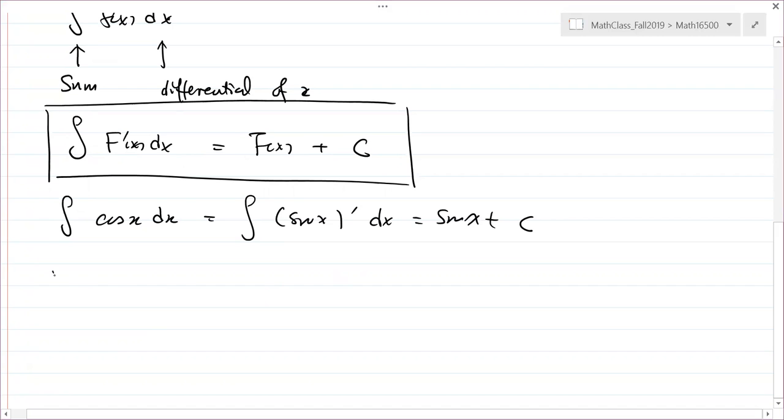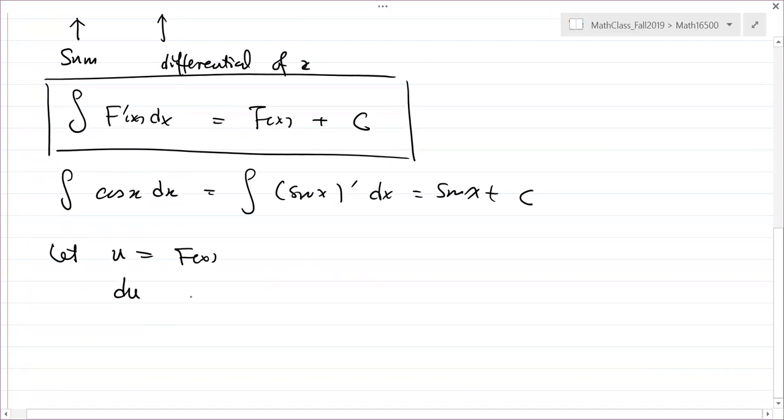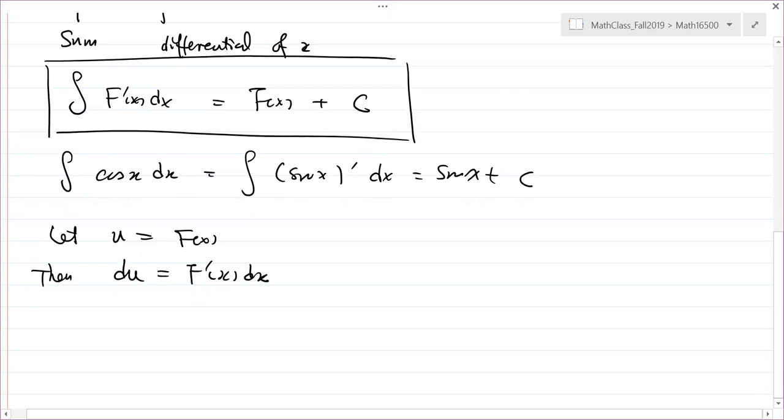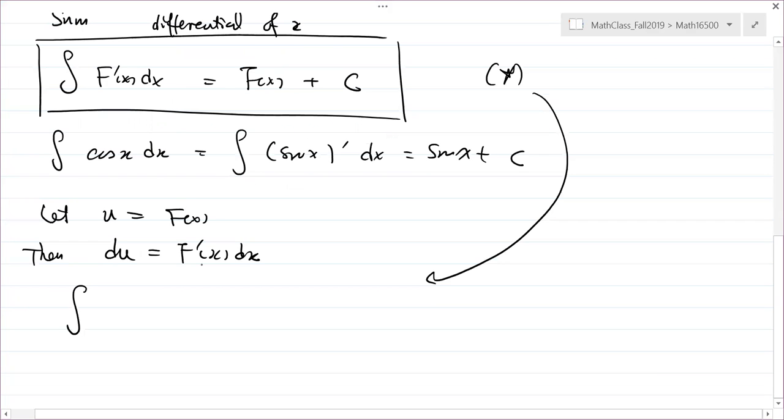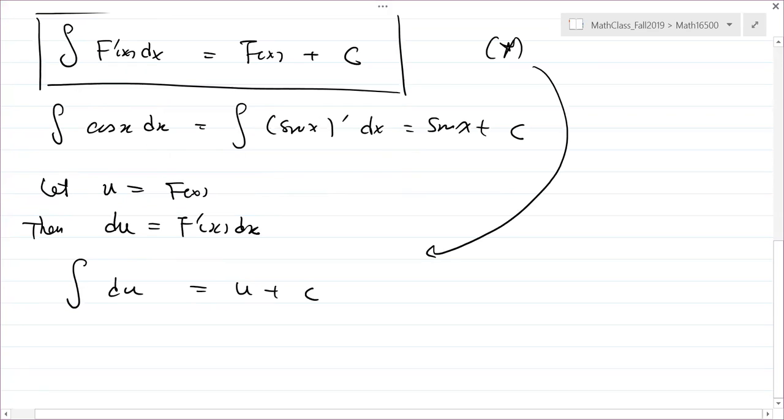So now I'm going to let u be capital F of x. Let's understand the meaning of dx here. So du equals F prime x dx, right? So the above formula can be simply written as follows: the integral of du is just u plus constant. So this is the simplest one we see.